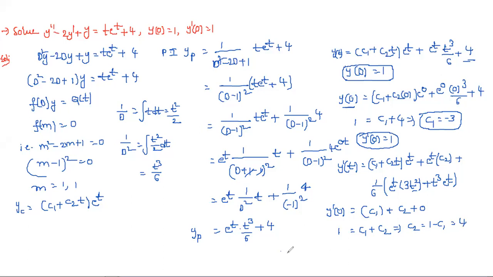So therefore the solution is y is equal to, c1 is nothing but minus 3, plus 4t into e power t plus e power t into (t cube by 6 plus 4). So this is not the general solution, this is the particular solution we can say. So this is the solution for this. This type of problem, like that you can solve carefully whatever the problem is.